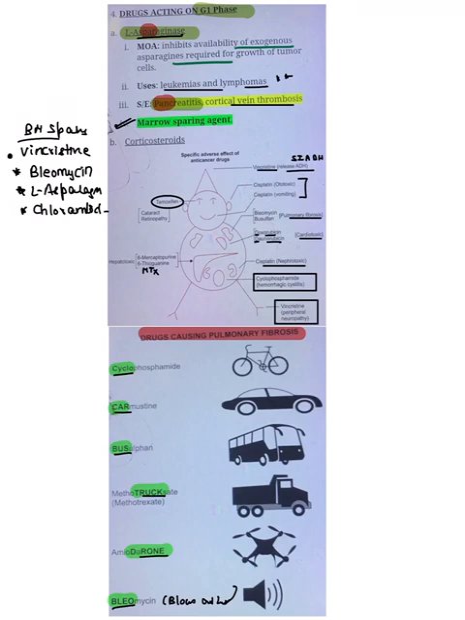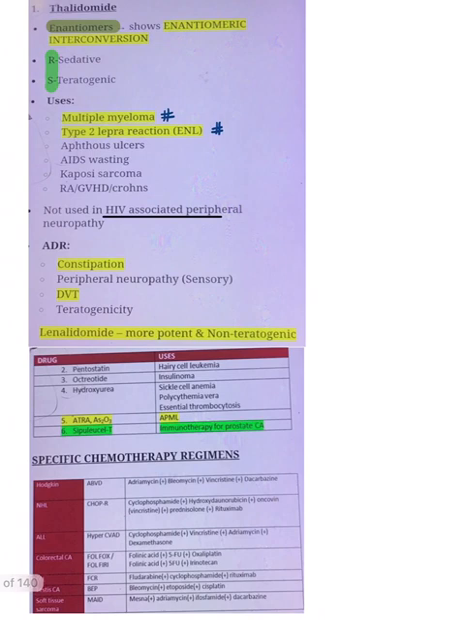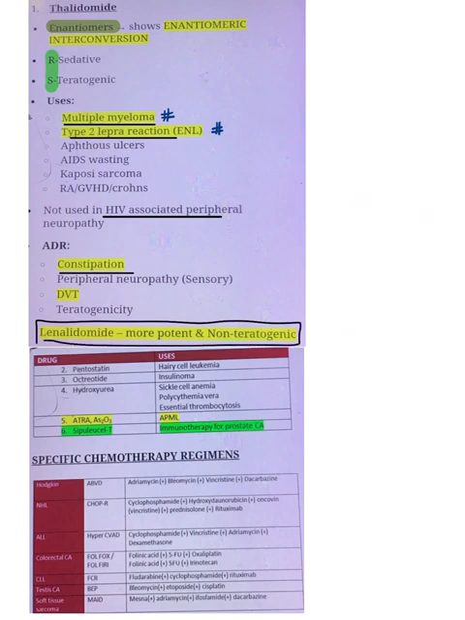Now moving to the next step, after we are done with this, we have some other category, that is thalidomide. What are the things that we need to remember about thalidomide? Thalidomide is used for type 2 lepra reaction and multiple myeloma. This is a very important thing. The side effect is constipation, not so important. And we have one more drug in this category, that is lenalidomide, which is more potent and non-teratogenic.